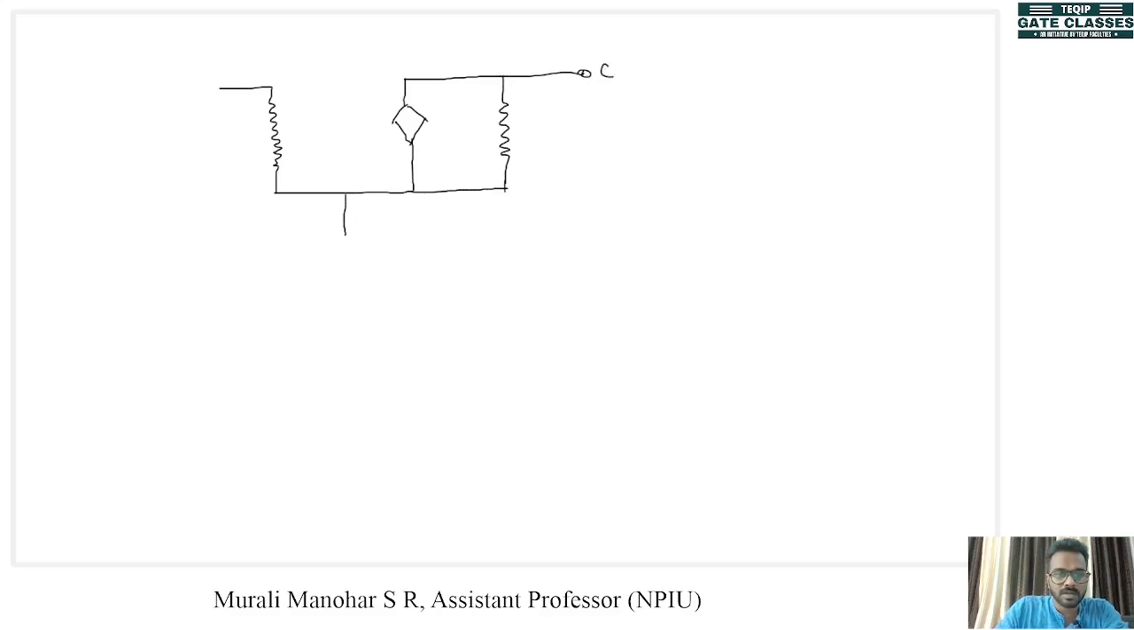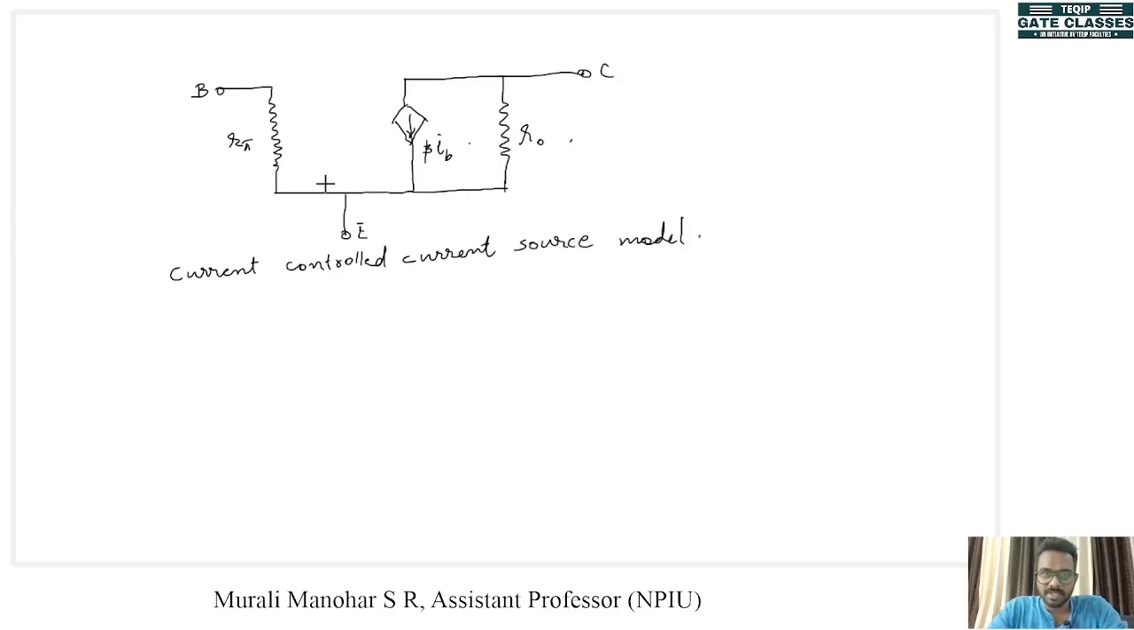Collector, emitter, base, and this current is beta IB. This is R pi. So this is a current controlled current source model of BJT. This still comes under the pi model.